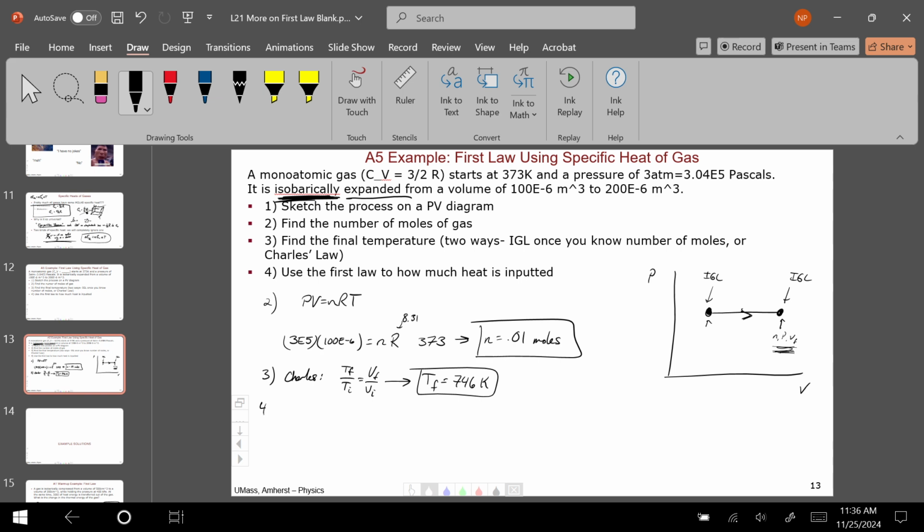Okay, 4. The first law, this is where the new stuff will come in because delta E thermal is finally going to get involved. So we'll get to play around with CV. We're going to find how much heat was inputted during the process. Just as a reminder, anytime you see this word heat, it's a great idea to write out the first law, even if you don't exactly know where you're going yet. So there's your first law. I'll let you copy that down just for a sec.